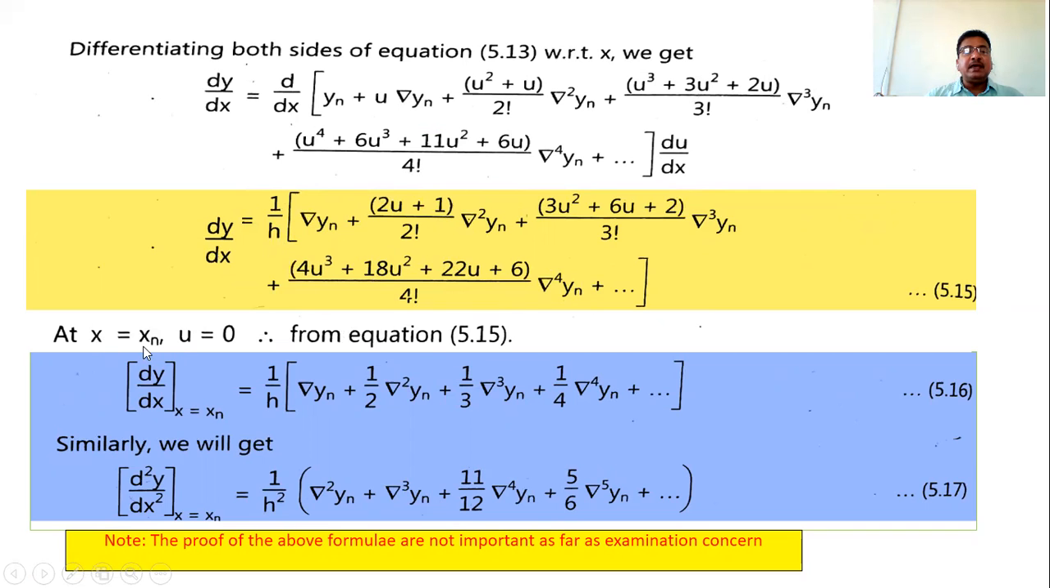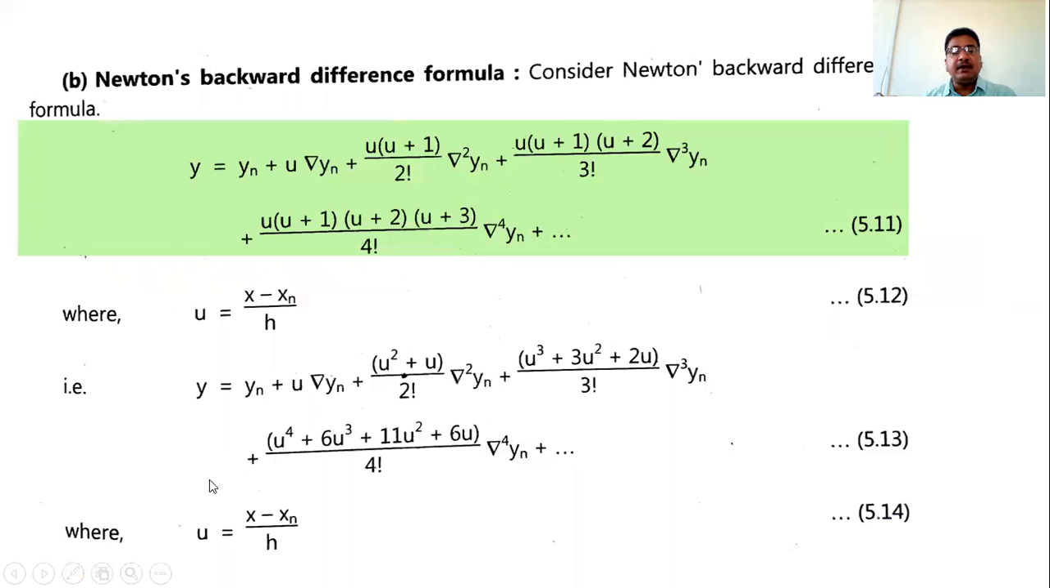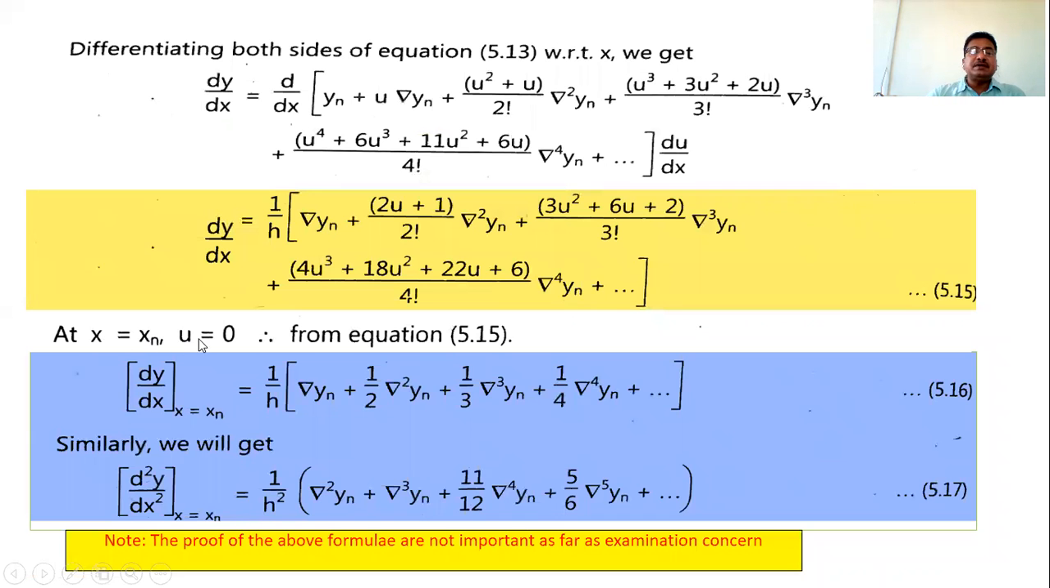Then at x is equal to xn, at the last point, what do we have? What is u? u is (x minus xn) divided by h. So if we substitute x as xn, then xn minus xn is 0, that is, u is 0. So at x is equal to xn, u is 0, that is, at the last point u is 0, and then this equation becomes dy/dx at x equal to xn is what?